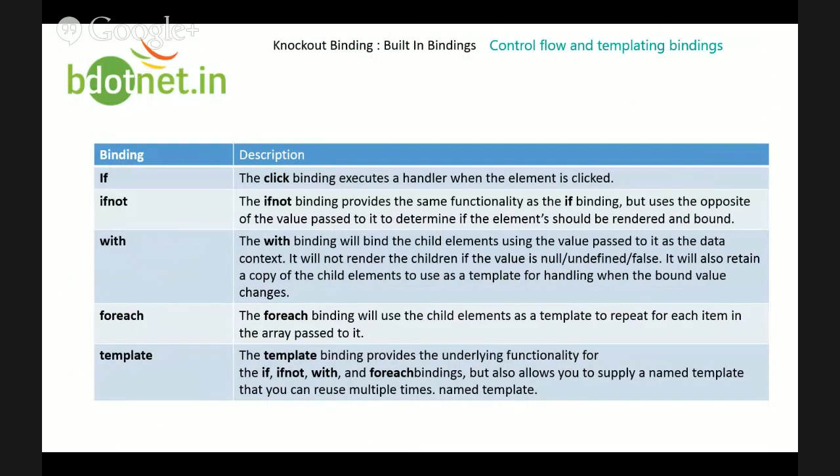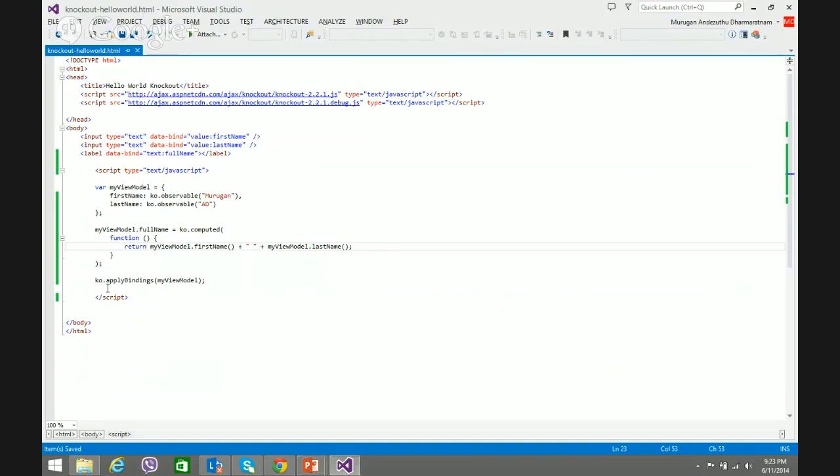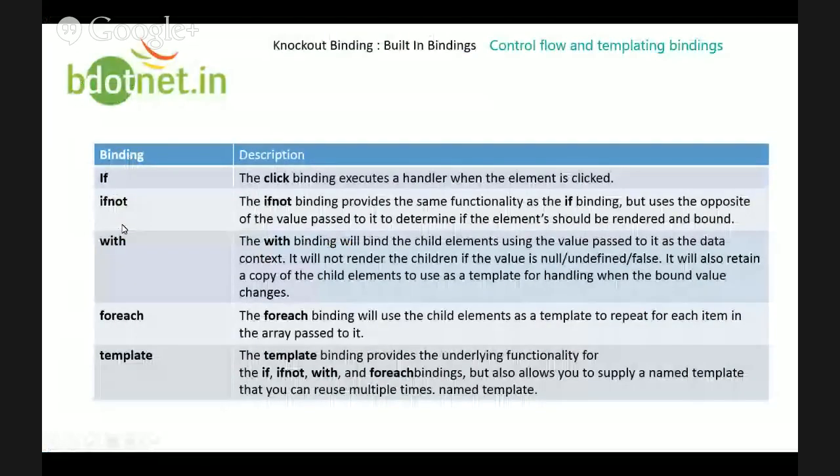There are bindings that allow you to iterate through the data. That means if you have an array of objects and if you want to display something, the for each binding can be used for that, or for with can be used, and you will have blocks of text blocks. Say you need to display a div if some condition is satisfied, or if some condition is not satisfied, you can use the if and if not binding for that. Then there is also something called a template binding that provides the underlying functionality.